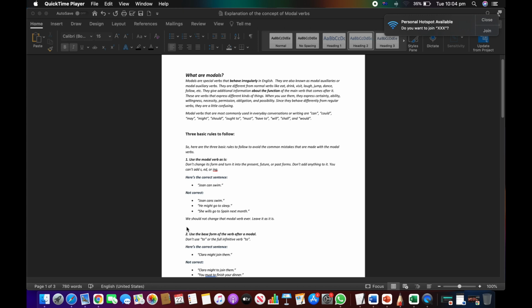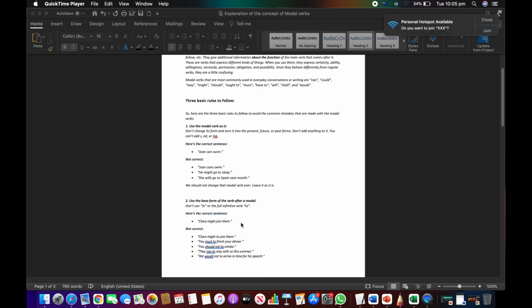Modal verbs that are most commonly used in everyday conversations or writing are can, could, may, might, should, ought to, must, have to, will, shall, and would. Three basic rules to follow. So here are the three basic rules to follow to avoid the common mistakes that are made with the modal verbs. Number 1. Use the modal verb as it is.